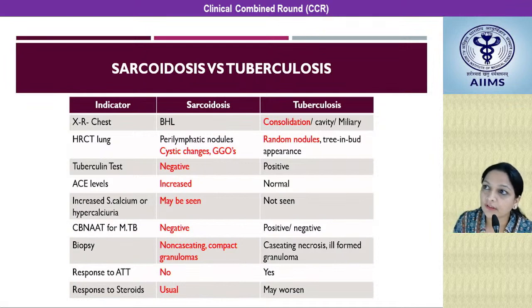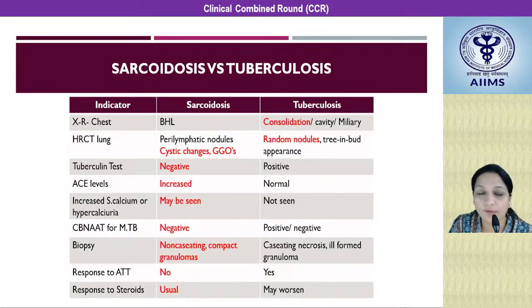Coming to radiology, again bilateral hilar lymphadenopathy is typical of sarcoidosis, whereas in tuberculosis consolidation, cavity or miliary pattern can be seen. HRCT I have already described. The tuberculin test is typically negative in sarcoidosis. The ACE levels will be elevated. There would be increased serum calcium or hypercalciuria.